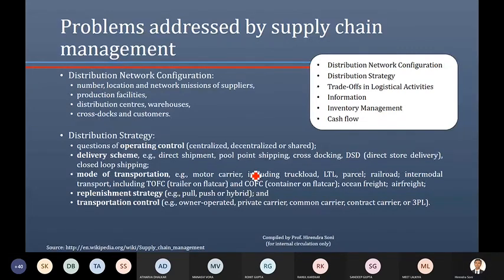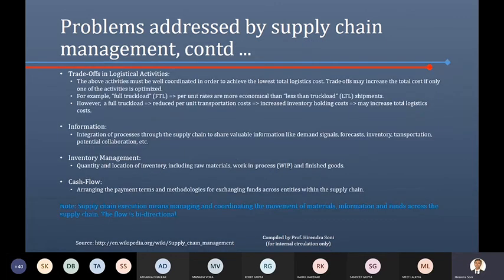Okay, then replenishment strategy, whether when to replenish, how much to replenish and all. How we will come to know when it is to be replenished. Fine. Then transportation control, whether I am going to own my own transportation vehicles or I'll be tying up with a third party. Okay. Again, tie up karna hai ya one-off contract rakhna hai. All those things will be covered under distribution strategy.